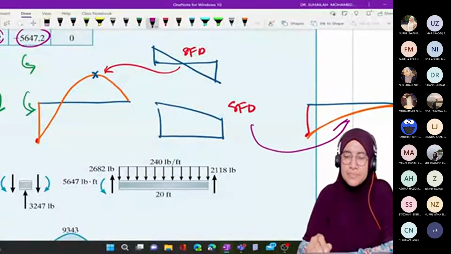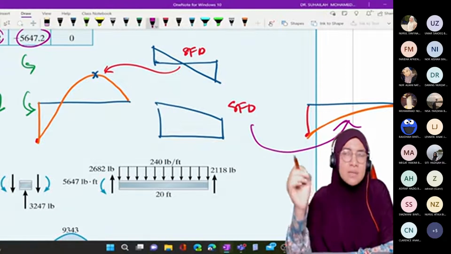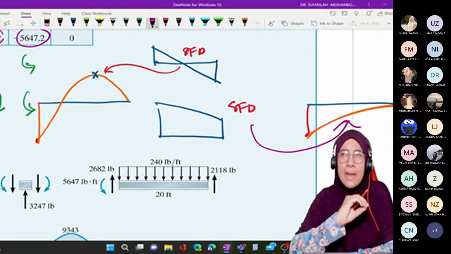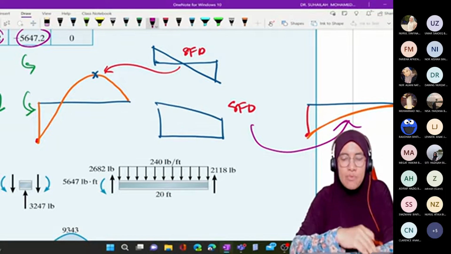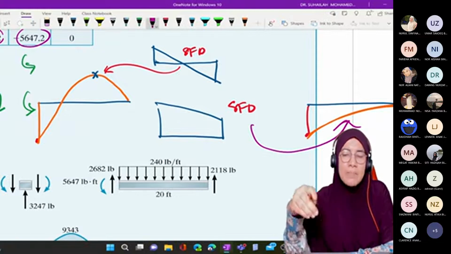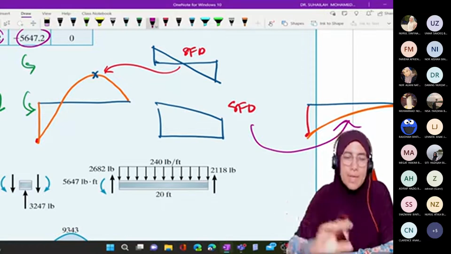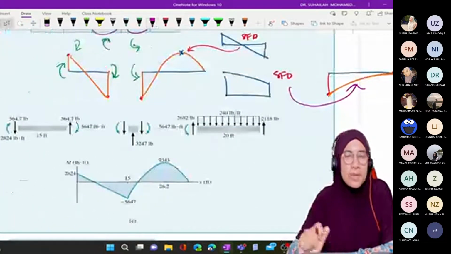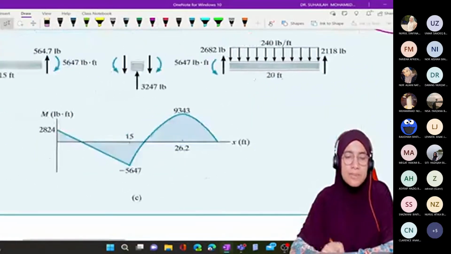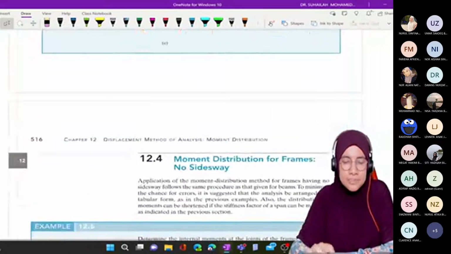if we have an intersection in the shear force diagram, so we will have maximum moment in the bending moment diagram. If we have a trapezium for the shear force diagram, we don't have maximum moment in the bending moment diagram. Basically like this. Okay, so this is the diagram. When we combine, this is the diagram.